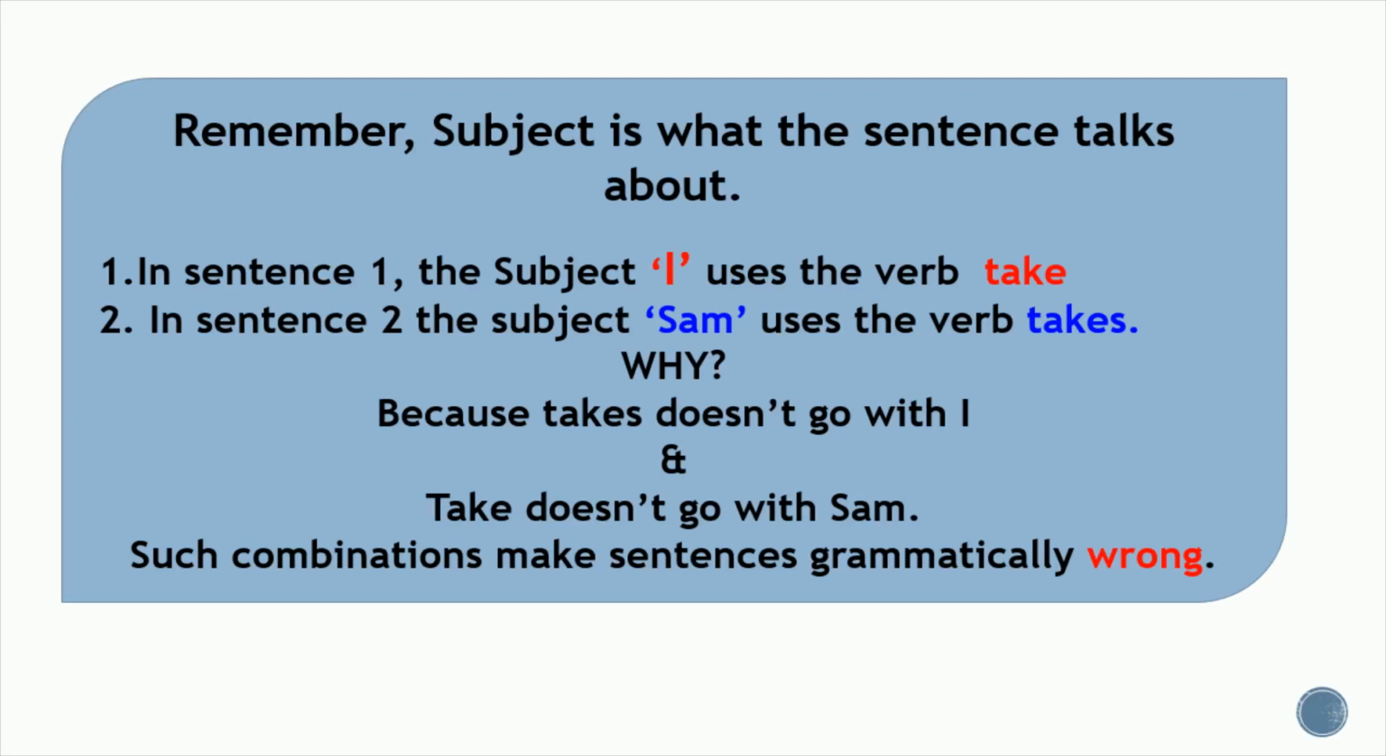Now the question is why? Why does take come with I? Why does Sam come with takes? Because takes doesn't go with I and take doesn't go with Sam. Such combinations make sentences grammatically wrong. That means there is no agreement between subject and the verb.